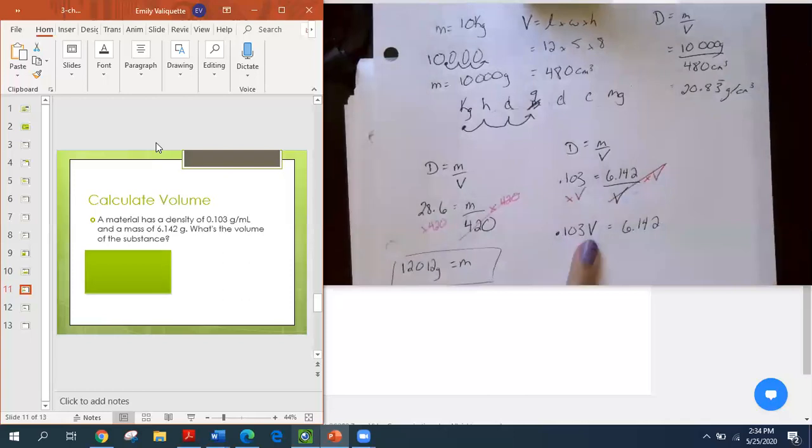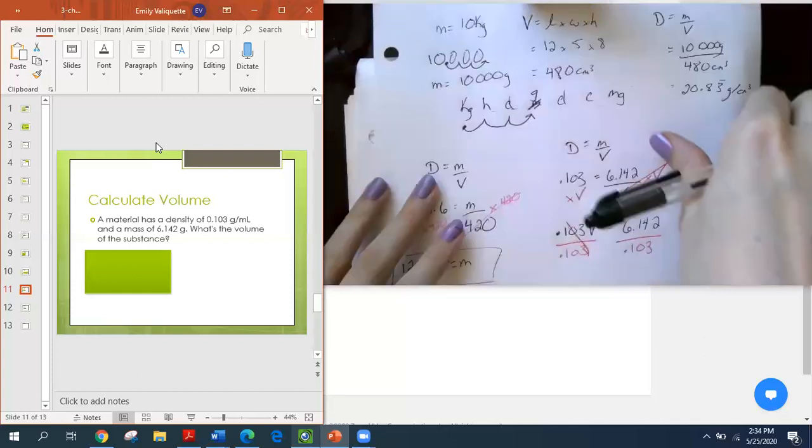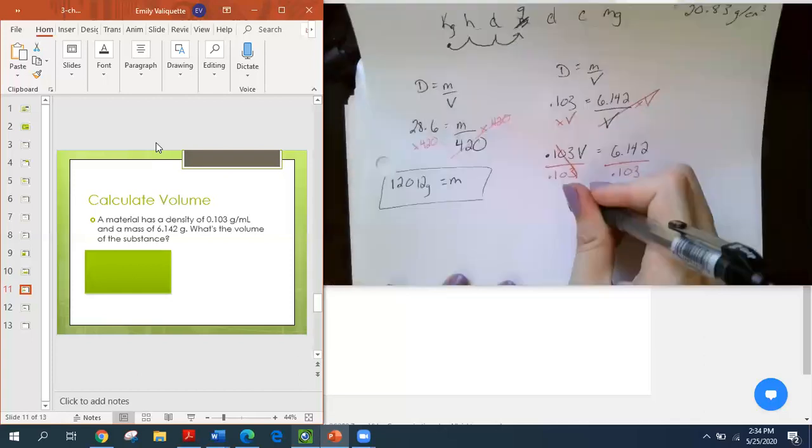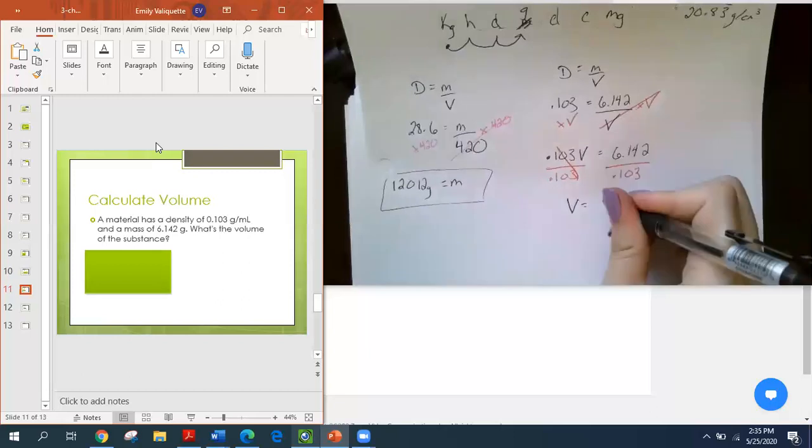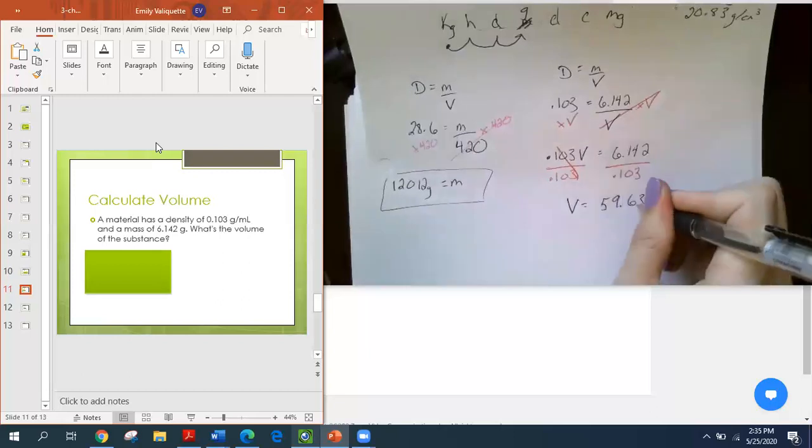Now to isolate v, I'm multiplying here. So to isolate v, I'm going to divide, use my opposite operations. I want to get the v alone, so I'm going to divide by the 0.103 to get rid of it, and then I do the same on the other side. So my final answer here will just be 6.142 divided by 0.103, which is 59.63 milliliters.